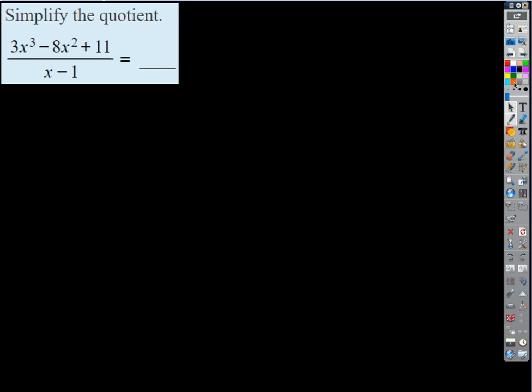Okay, so let's set this up then. So we said the numerator goes, or the denominator goes where?